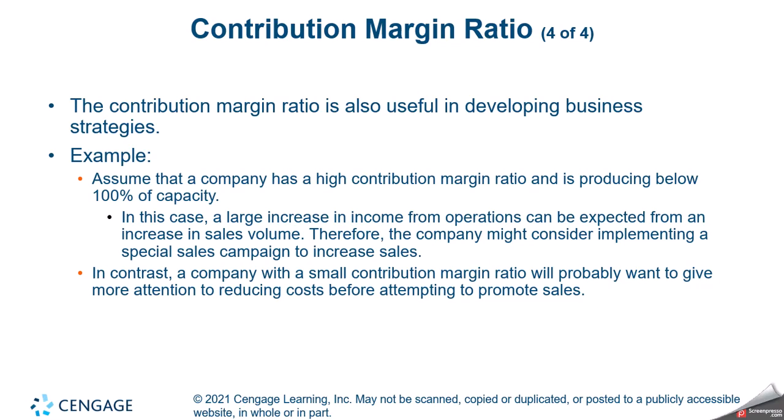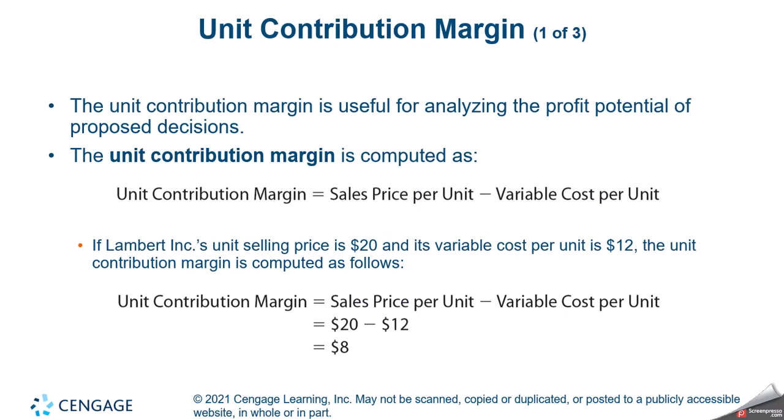Okay, so now we have an example. If they have a high contribution margin and they are producing below 100% of their capacity, a large increase in their income could come from an increase in their sales volume. So they may try to market and increase their sales. They know that they're already covering their fixed expenses, so it all is going to go right into their income.